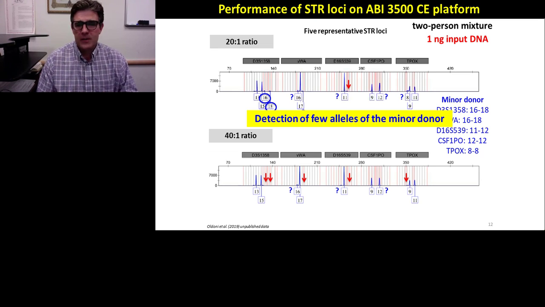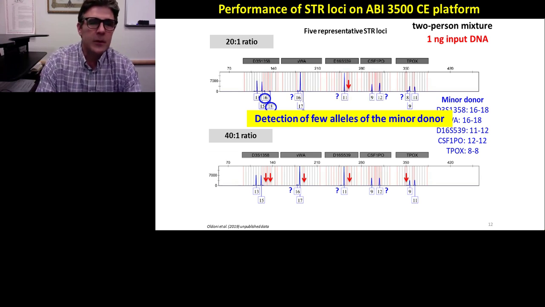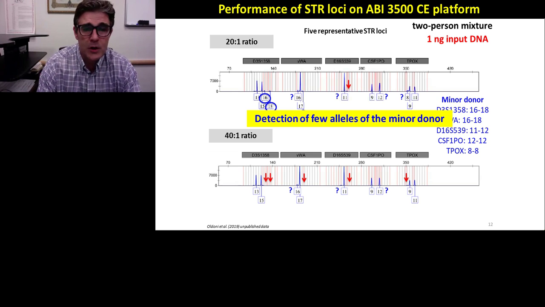So this is an example. We're talking about sensitivity, a 20 to 1 ratio. As we expect, we see some dropout of the minor contributor with conventional CE. So for example, at locus D3, we see the 16 and the 18 of the minor contributor that are very low.